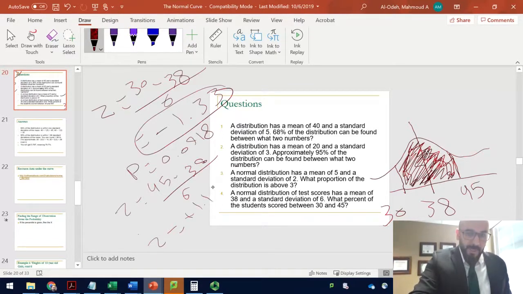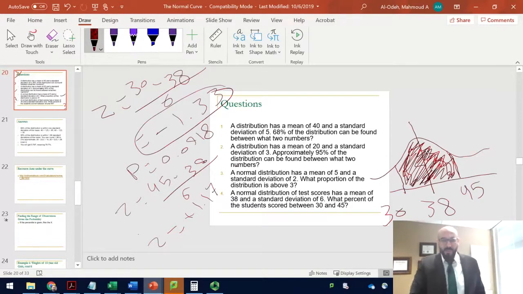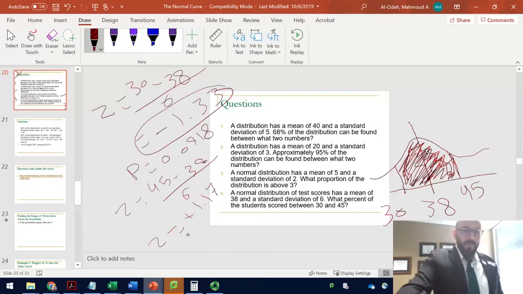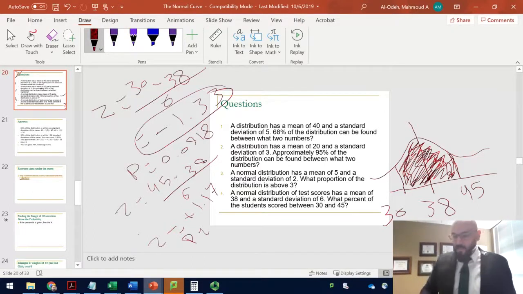positive 1.17. Now let's find the P. What would be the P value for this Z score?